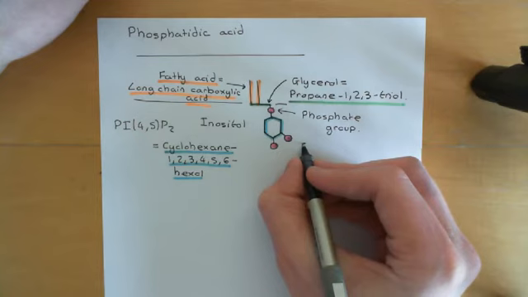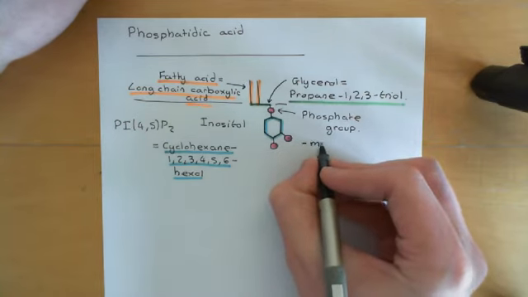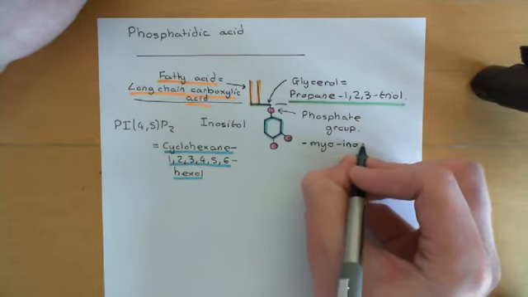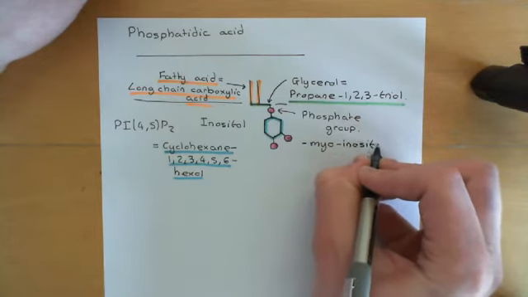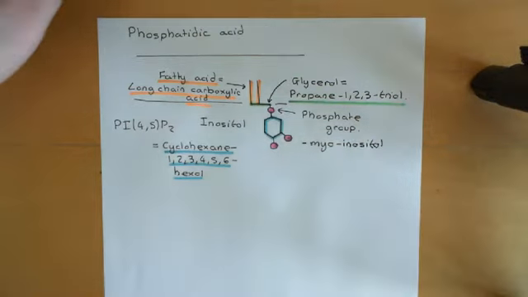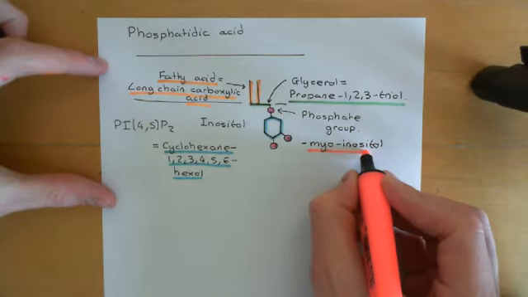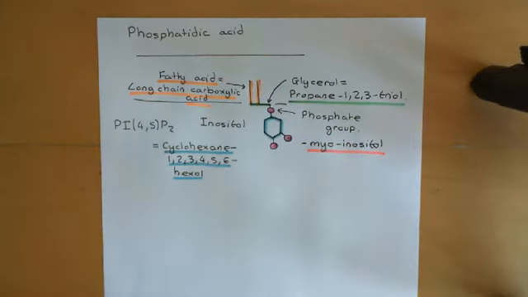Now fortunately, in cells there is only one optical isomer of inositol that's actually used, and this is called myo-inositol. So if you ever hear anyone talking about myo-inositol, it doesn't refer to muscle inositol, but instead it refers to the optical isomer of inositol that's actually used in living systems. So there are 9 different optical isomers of inositol that are possible. Only one of them is actually used in living systems, and this is myo-inositol.